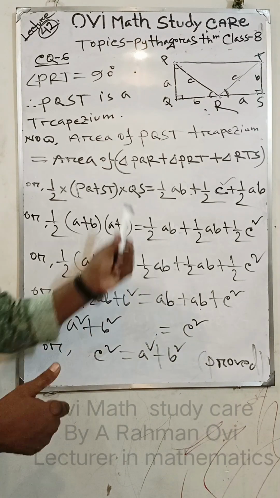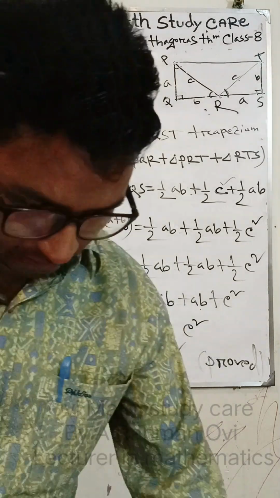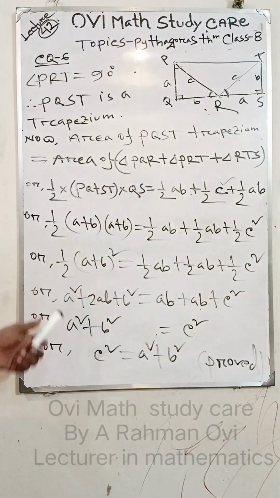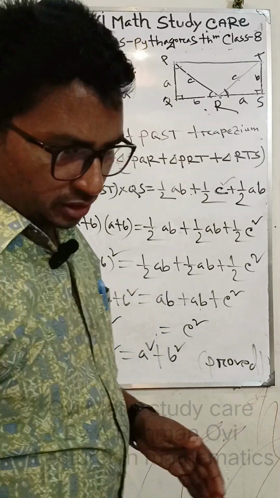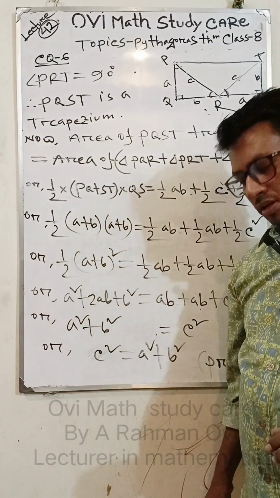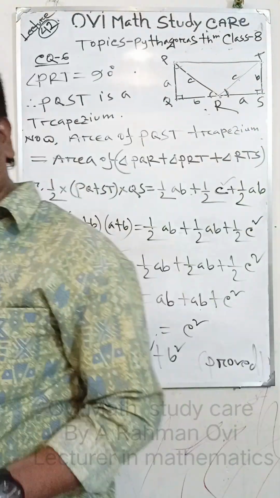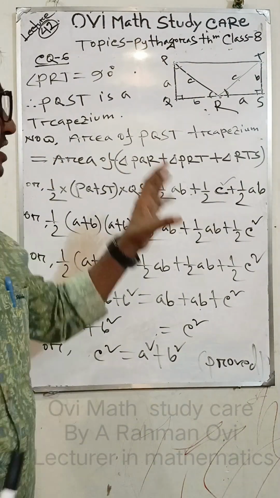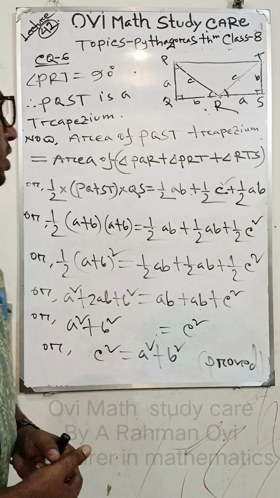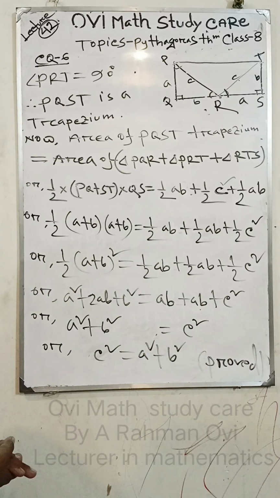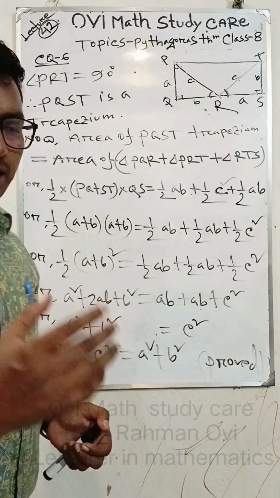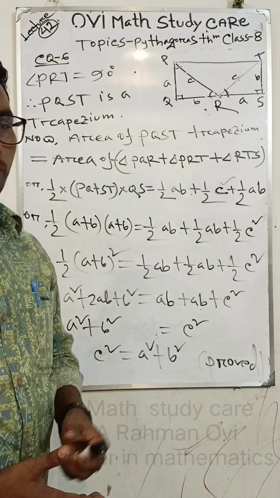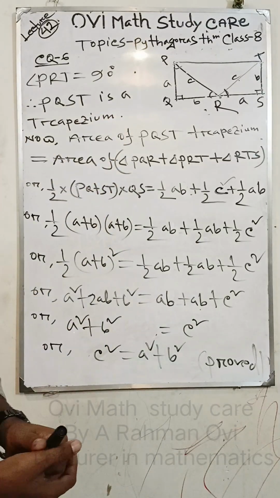Dear students, this question has been solved. This is the Pythagoras theorem. It is actually not easy. If you see it only one time, you cannot understand very easily. That's why you should write it several times. When you write and watch the lecture several times, then you can easily understand this Pythagoras theorem.